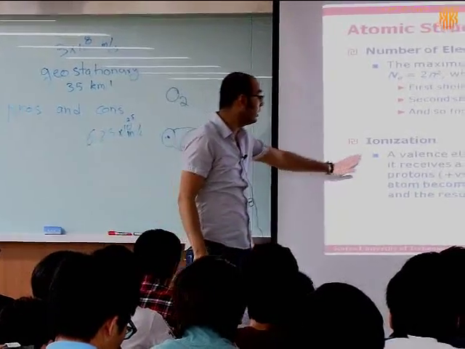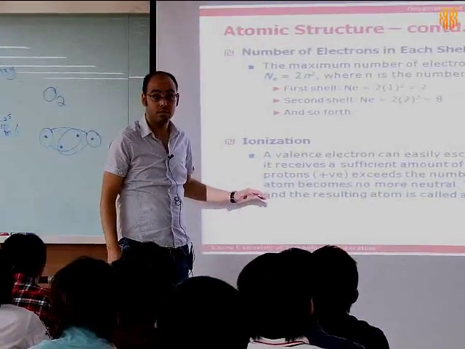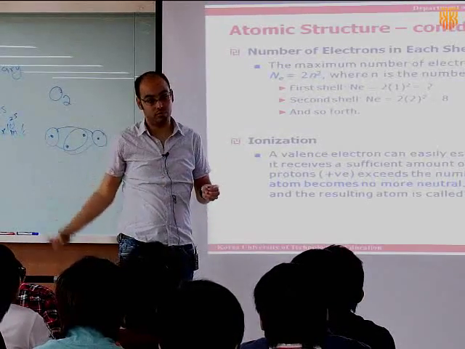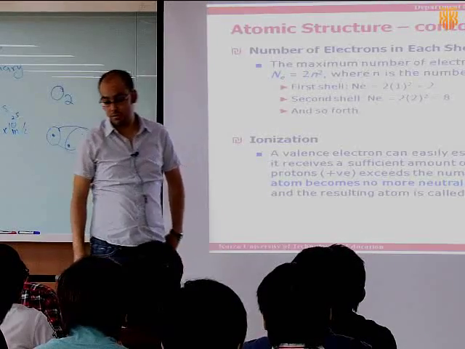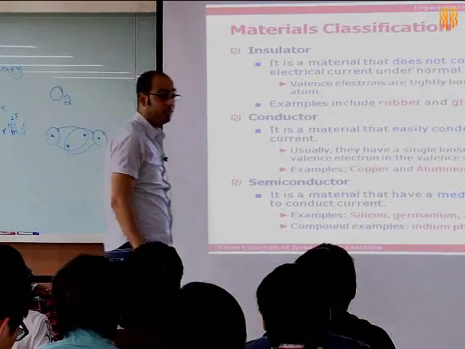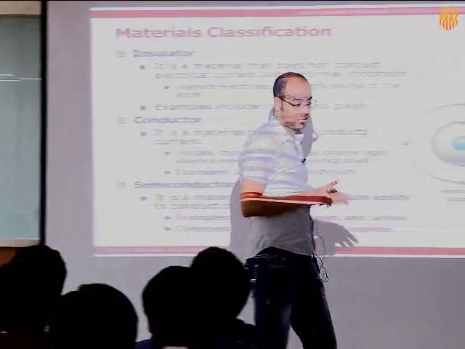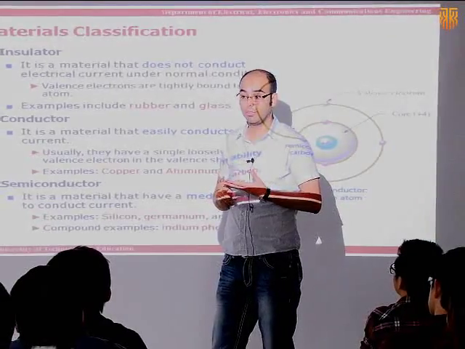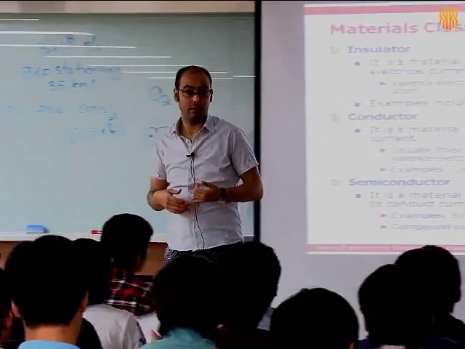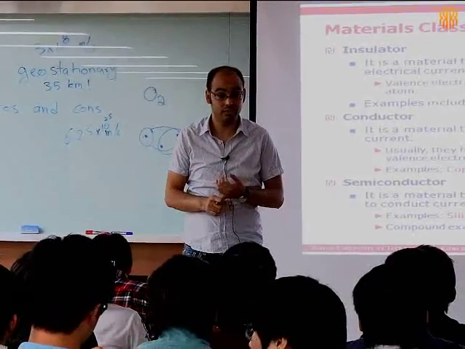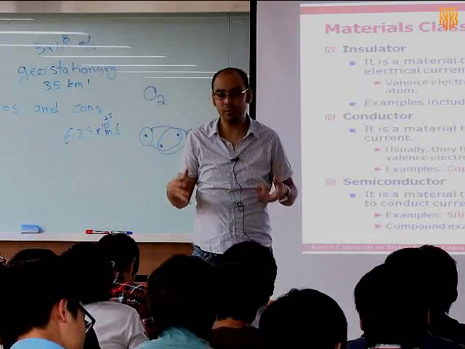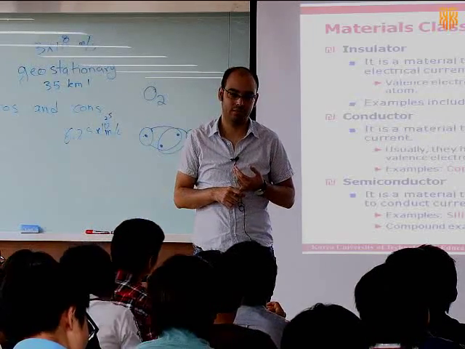So that's what we call ionization. Ionization means adding one electron to the atom or taking one electron from the atom. Okay? As I said before, we have three kinds of materials. What are these? The first is material which does not conduct in normal conditions. Okay?